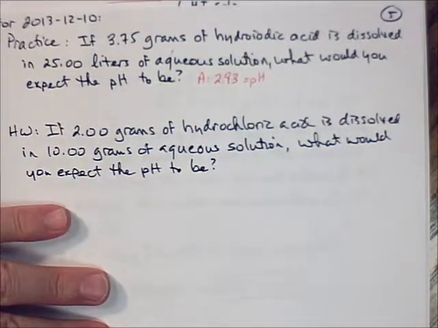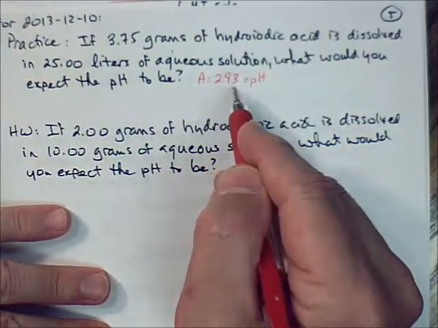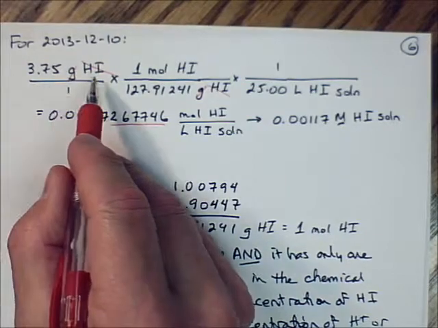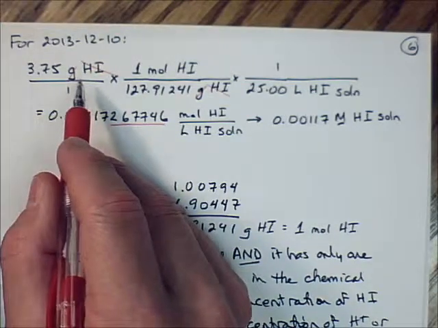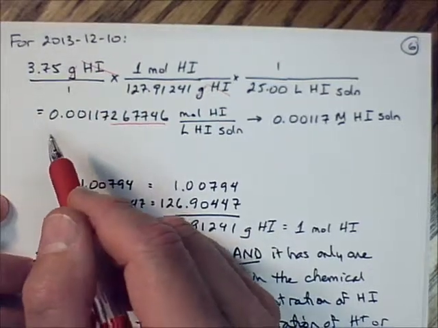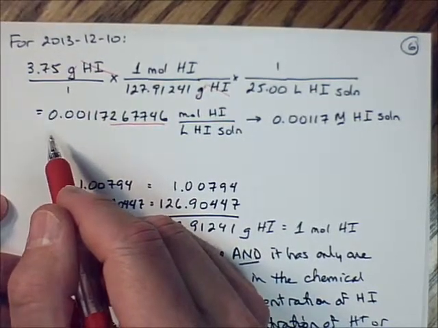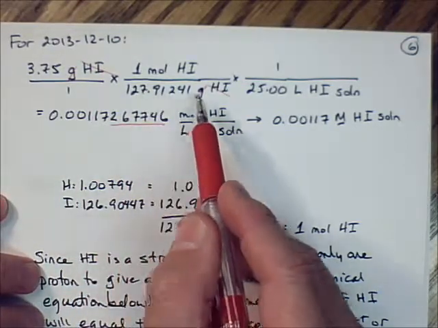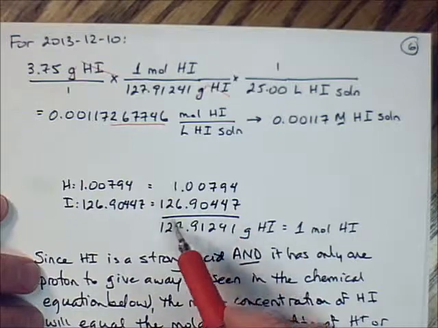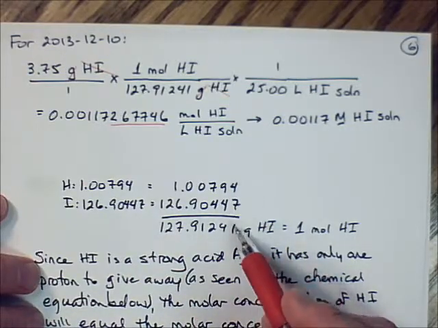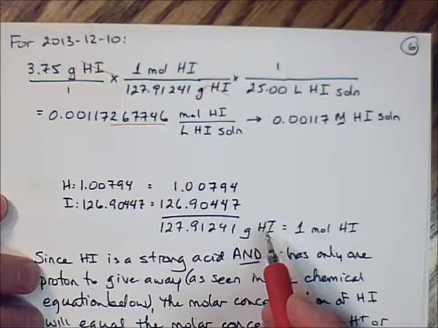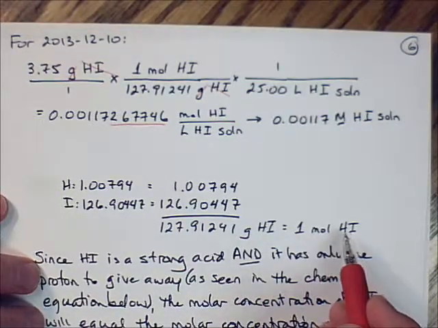If you've solved the problem correctly, you should get a pH of 2.93. The complete solution is you start with 3.75 grams of HI, and you're going to calculate the molar concentration, which we can also call the molarity of the HI solution. You first determine the molar mass. We've calculated molar mass many times. There's no reason to round up here because there are no empty slots to the right. So this is the mass of HI, hydroiodic acid, in 1 mole of hydroiodic acid.